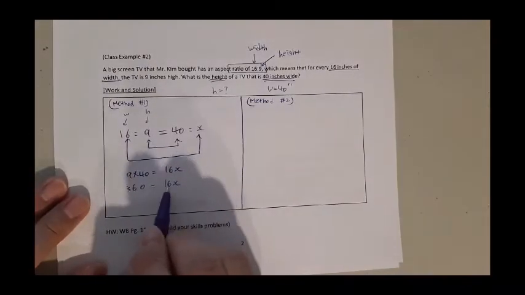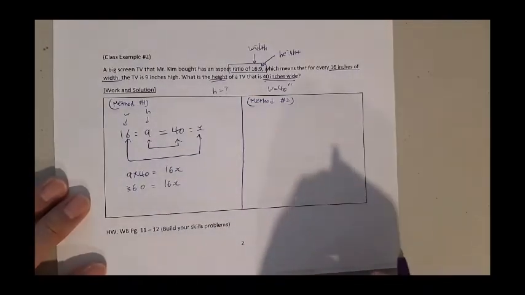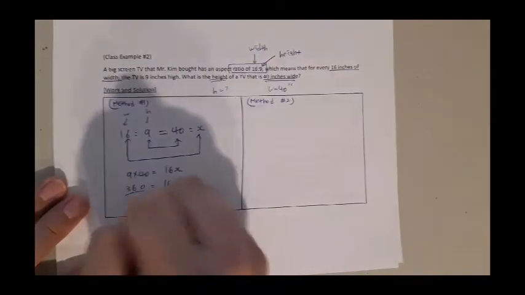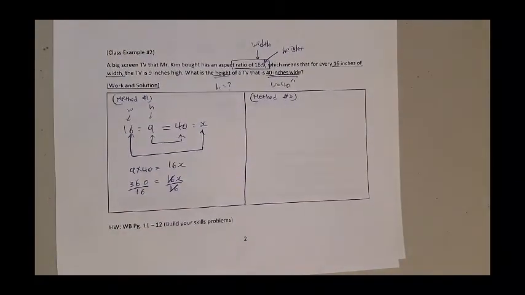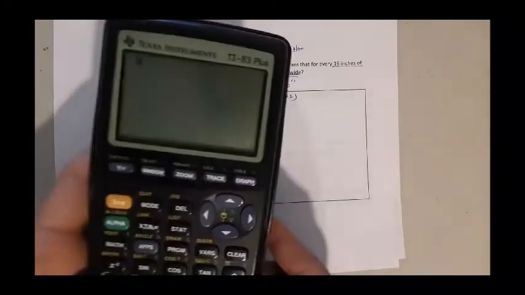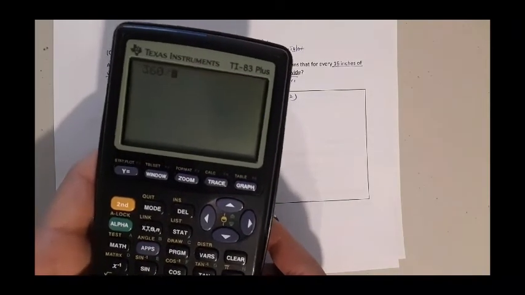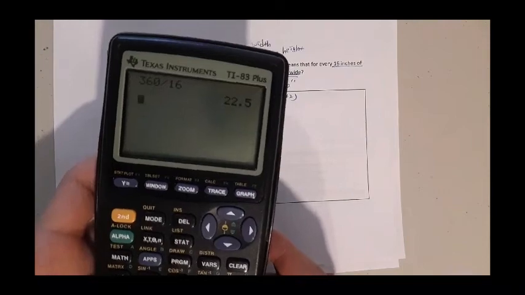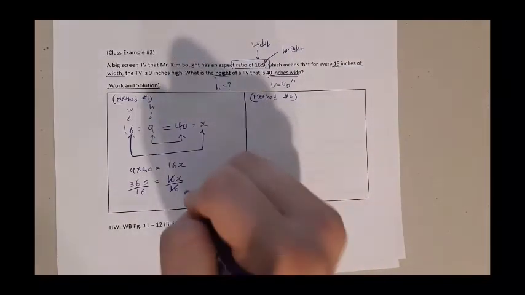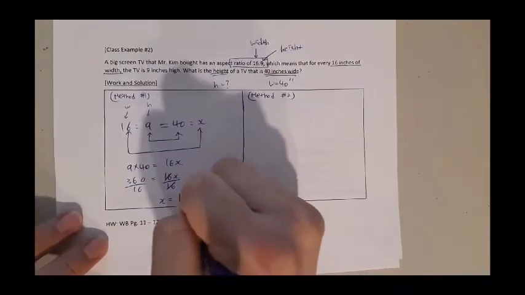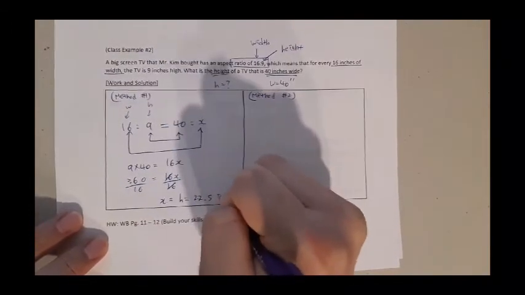As you may notice, 16 and x are multiplying each other, so the opposite operation is dividing by 16 on both sides, so that I can isolate for x. And now this is the part where, if you want to use a calculator, feel free. 360 divided by 16 gives you 22.5. So my x, which is my height, is 22.5 inches.